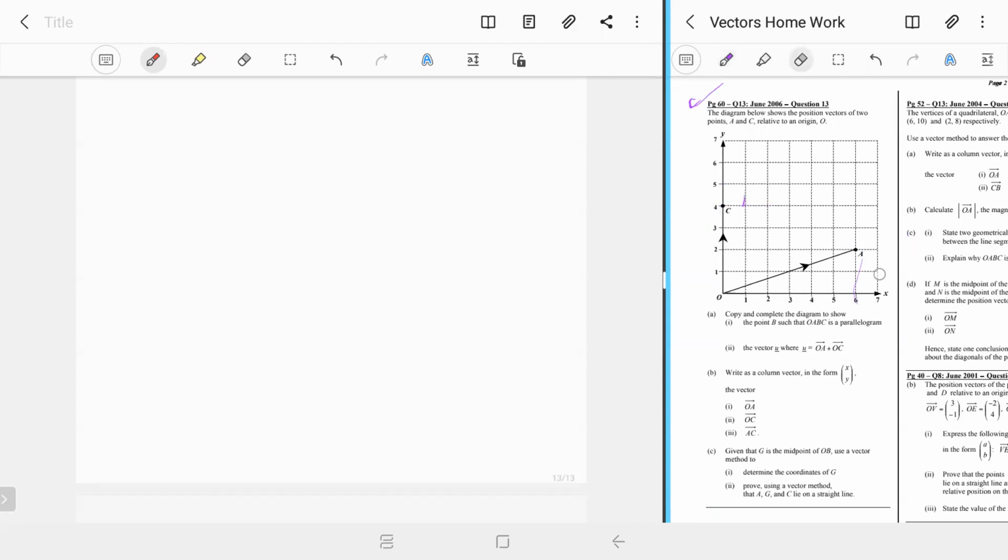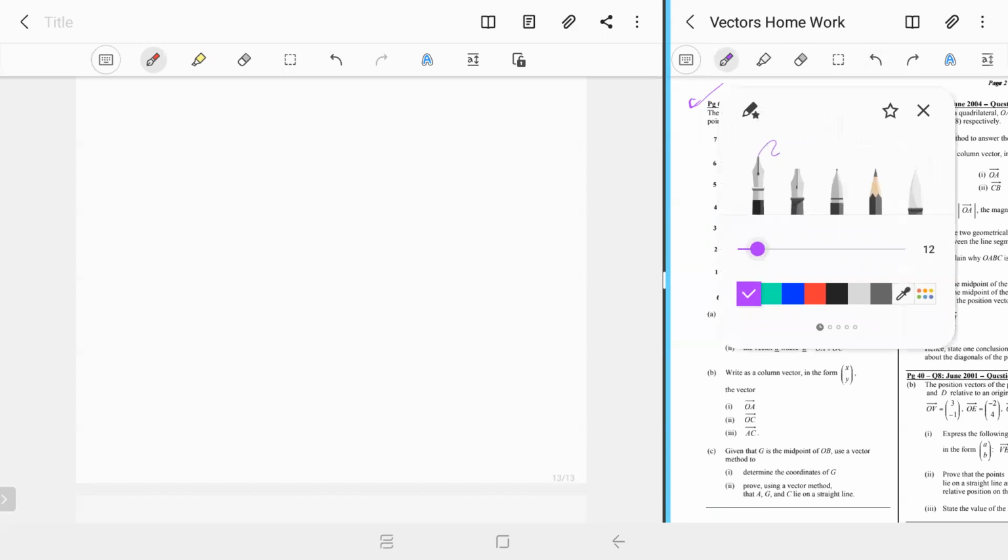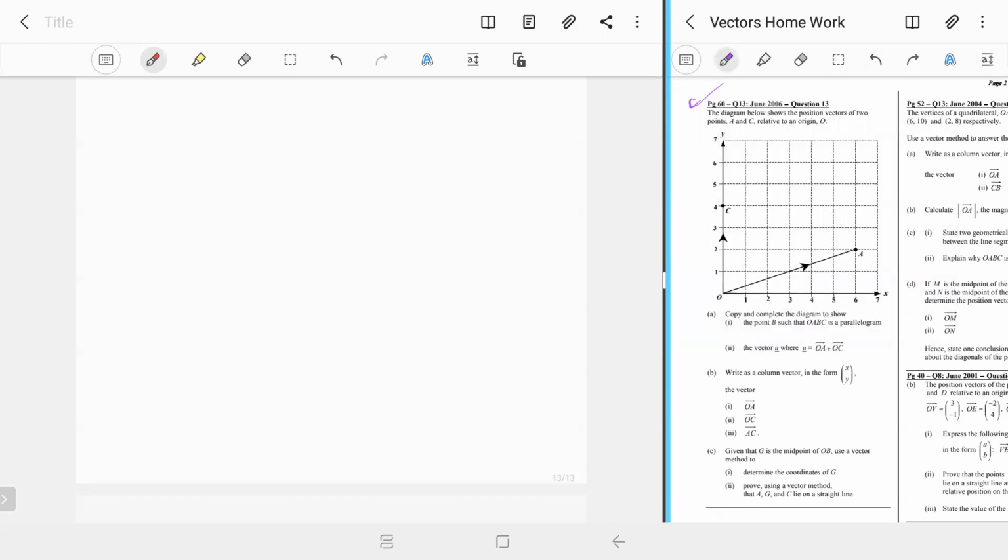So we can write them as position vectors. Look at what the question says now: complete the diagram to show the point B such that OABC is a parallelogram. So they want us to draw something on this diagram. Use a thicker pen. Now listen, I must explain something here. Remember, a parallelogram has two pairs of equal, opposite, parallel sides.